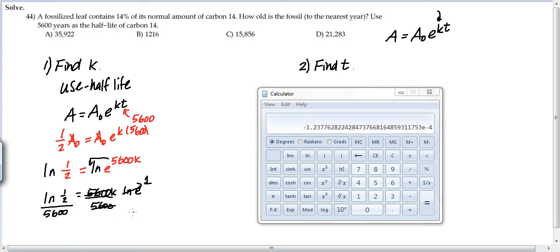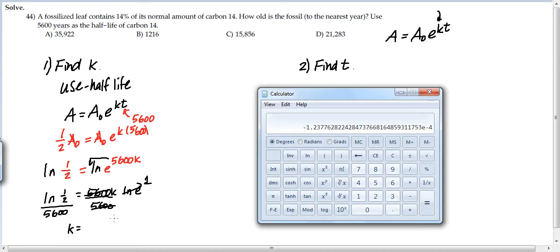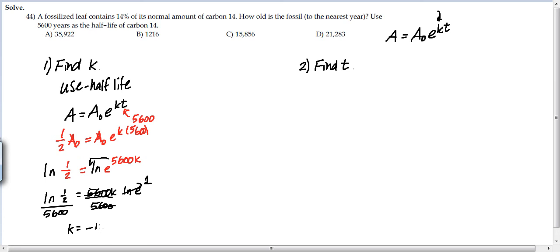I'll show you what some calculators do: they give you this in scientific notation because it is such a small number. You get that k is negative 1.23776. Another thing here is to get as many decimals as you can. That should be enough. And it says e to the -4. That means times 10 to the -4. So that means move the decimal 4 places back to the left to find out this number.